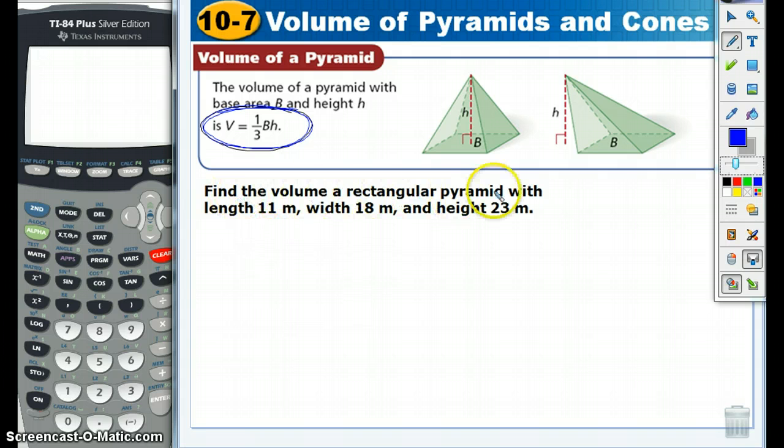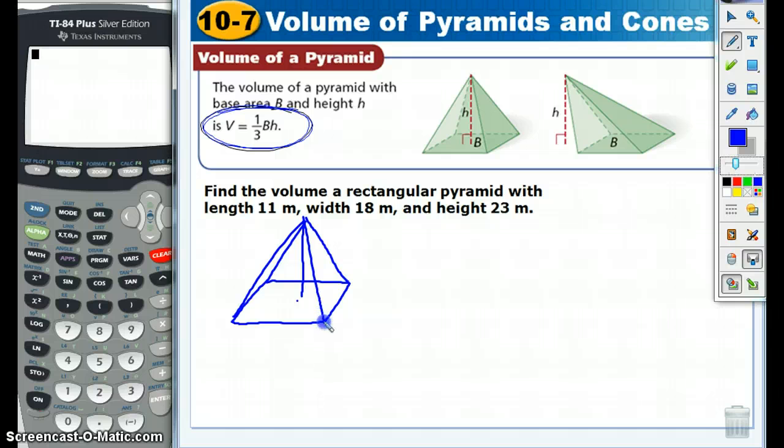Here we have, find the volume of a rectangular pyramid with the length 11, the width 18, and the height 23. So it's a rectangular base. Let's go ahead and draw it. Put the dot in the middle, bring that up, and down to each of the corners. All right, so this is going to be 11 by 18, and the internal height is 23. So what I need you to write on your paper, and you're going to go ahead and copy this example into your notes right now.